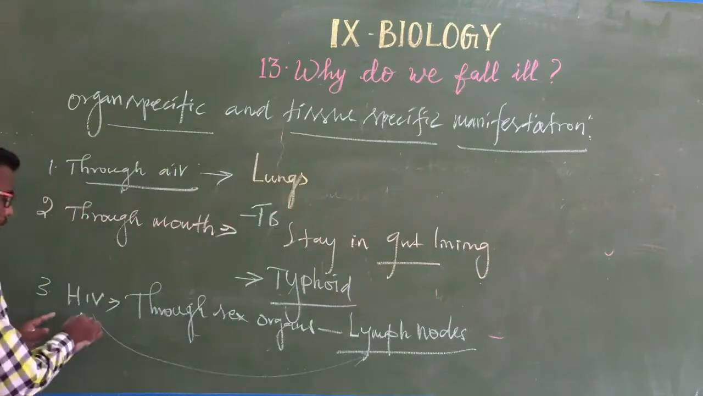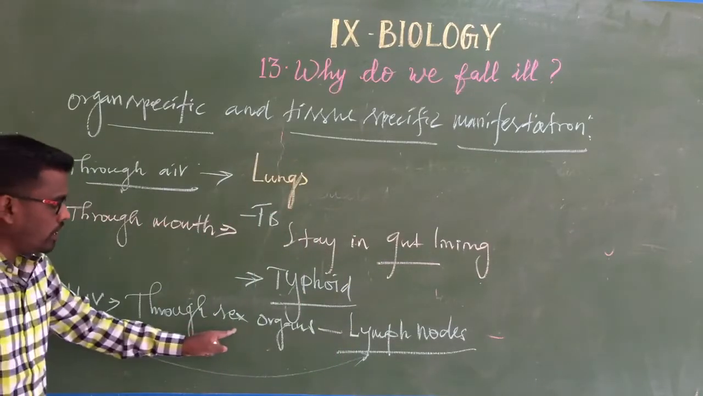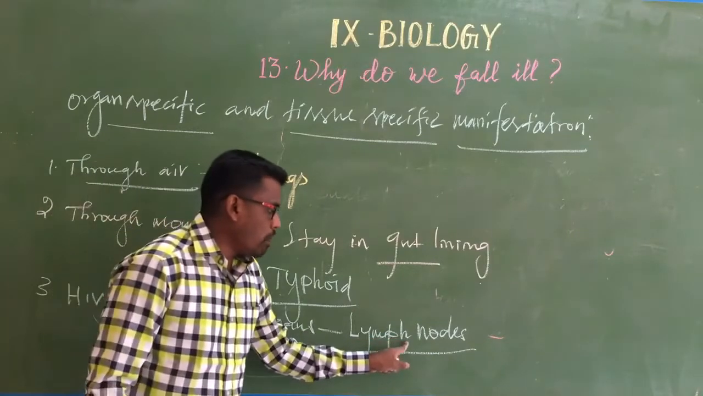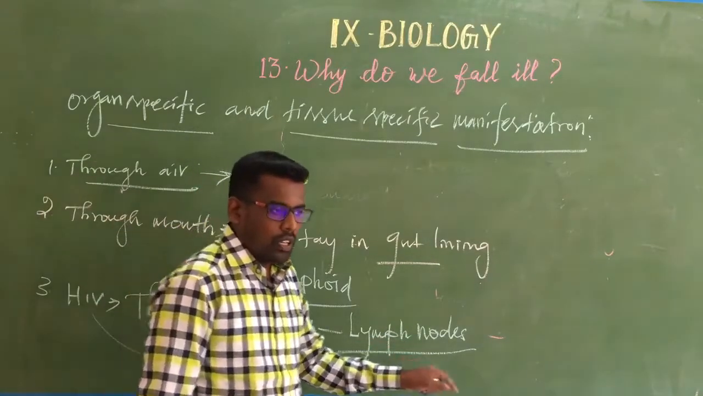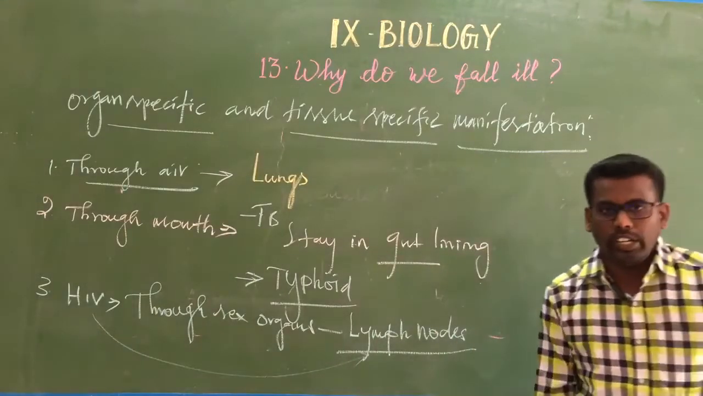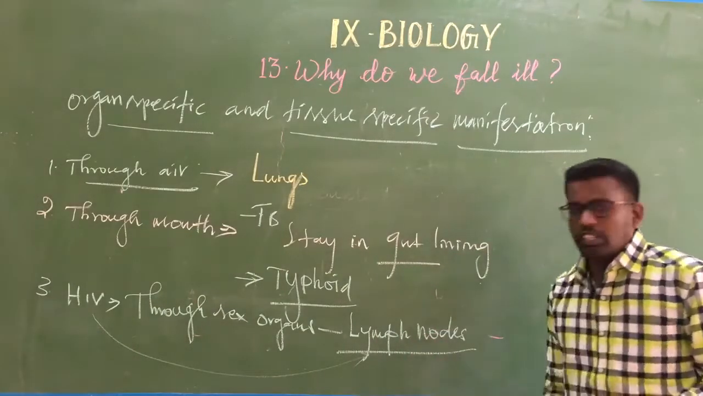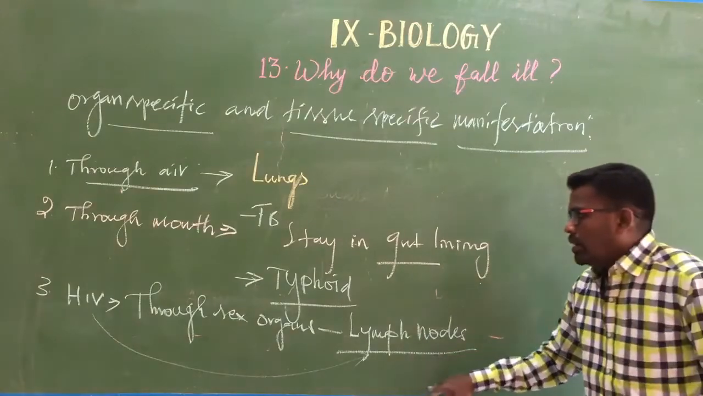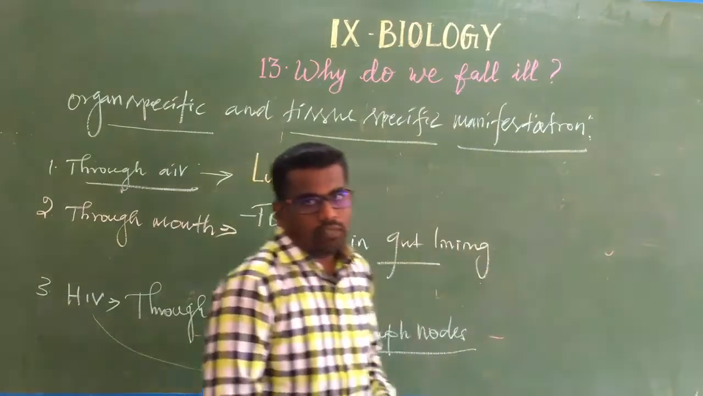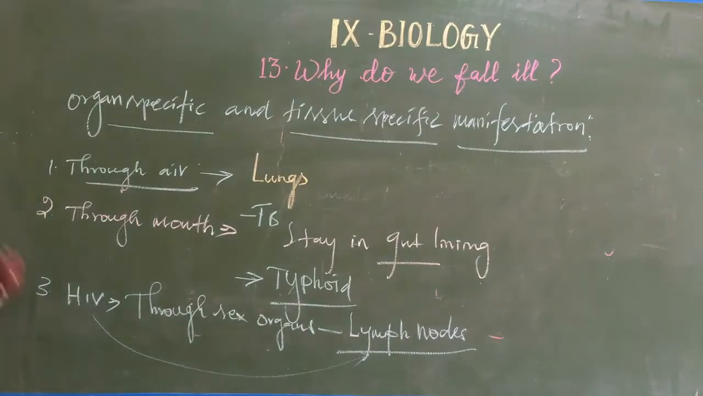Again, the HIV virus enters the human body through the sex organs. Where does it go directly? It goes to the lymph nodes. The function of the lymph nodes is to give immunity power. So immunity power is stopped, and then HIV occupies the whole human body. Then the person will lose the immunity power.